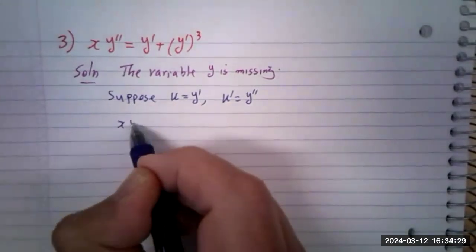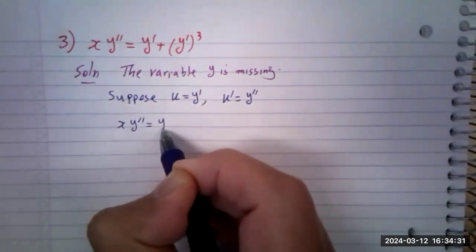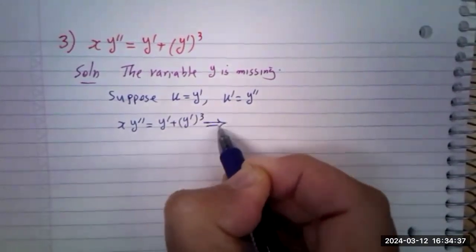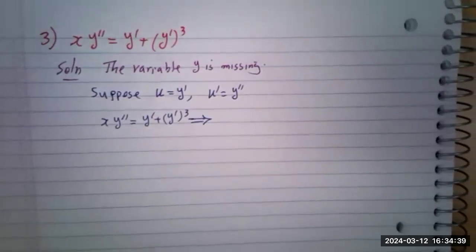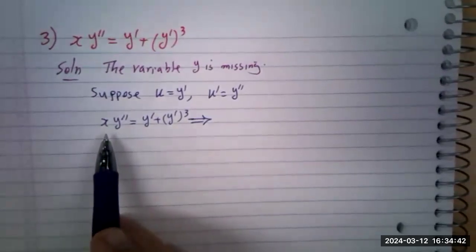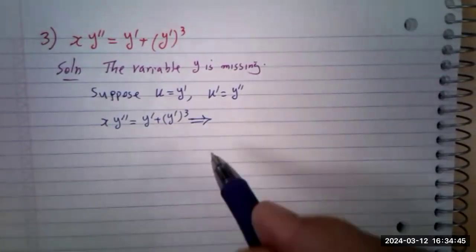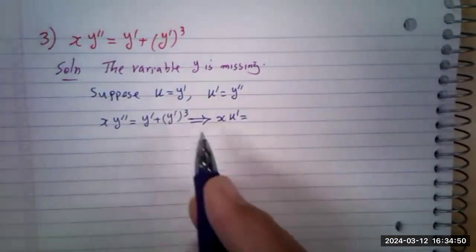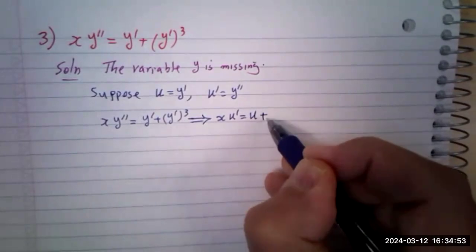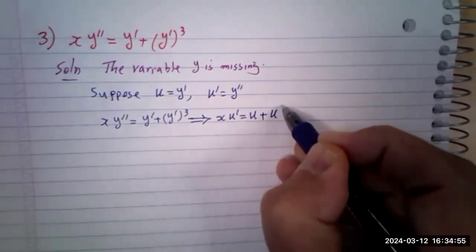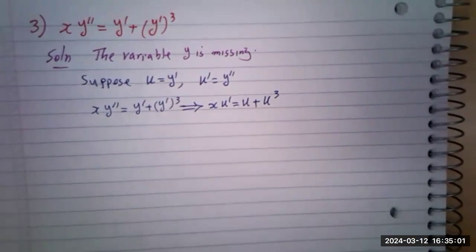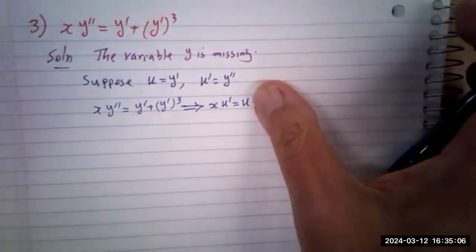This is the equation x y double prime equals y prime plus y prime cubed. So that will be changed into x u prime, since y double prime is u prime, and y prime is u, so it's going to be u plus u cubed. Okay, that's going to be the case. Now to identify what type of equation we have, this part is like a linear type.